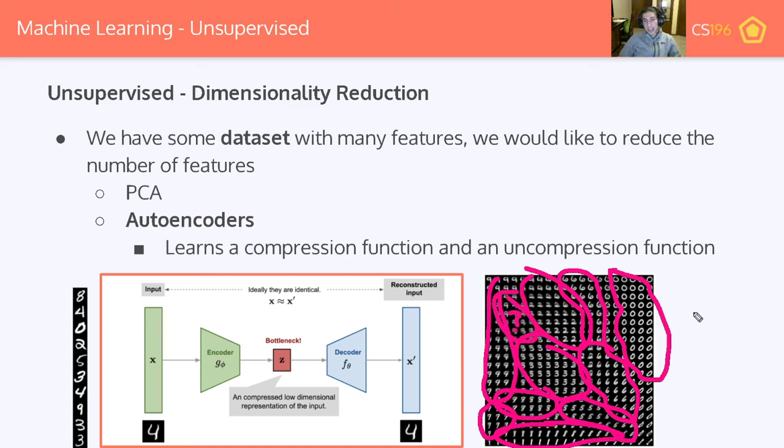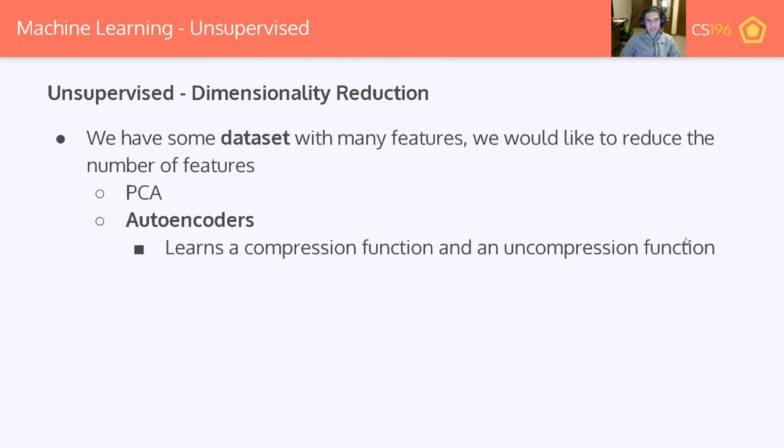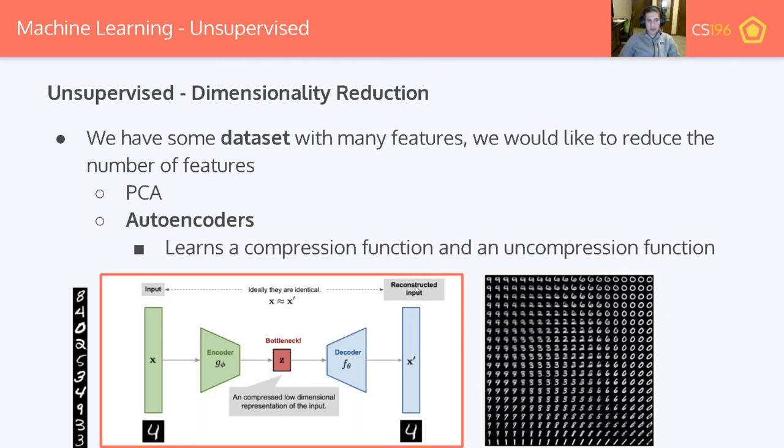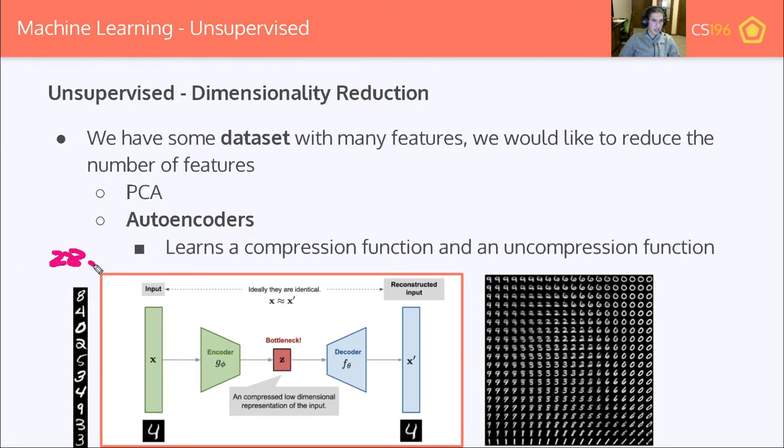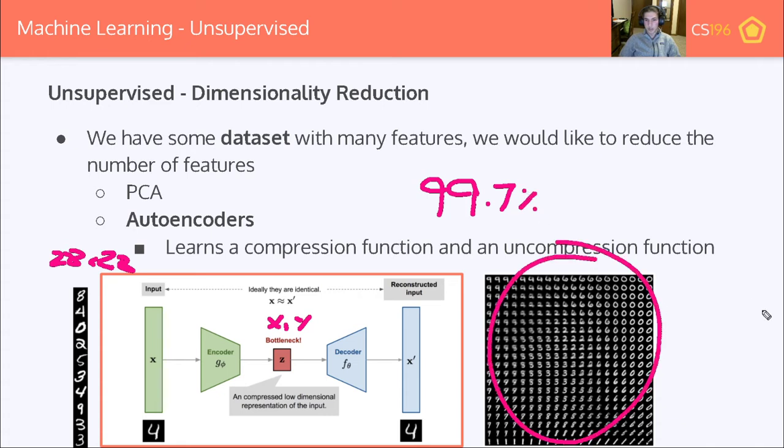Right? And I think that this is pretty impressive considering we've gone from originally these images being 28 by 28, and we turned it into just 2 values, x and y. That's like 99.7% compression for relatively good reconstructions.